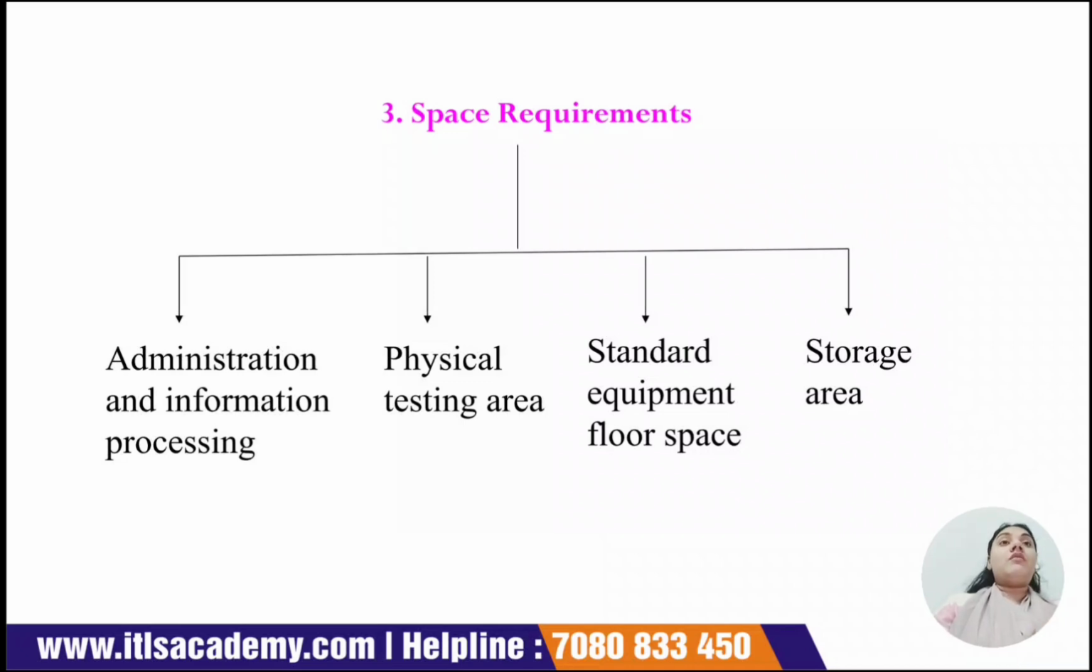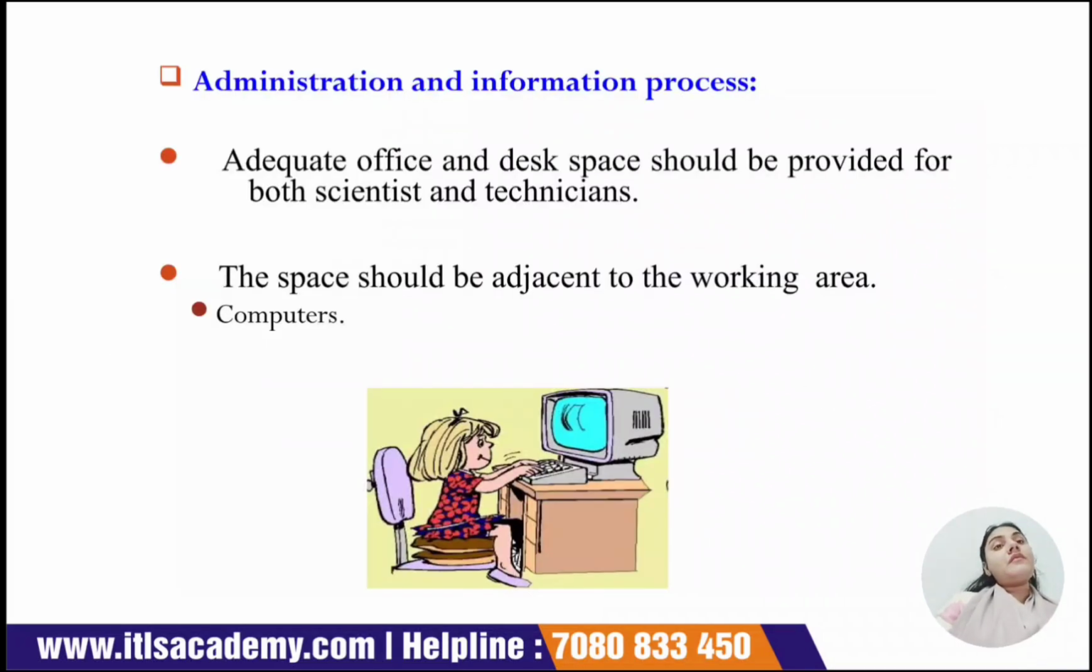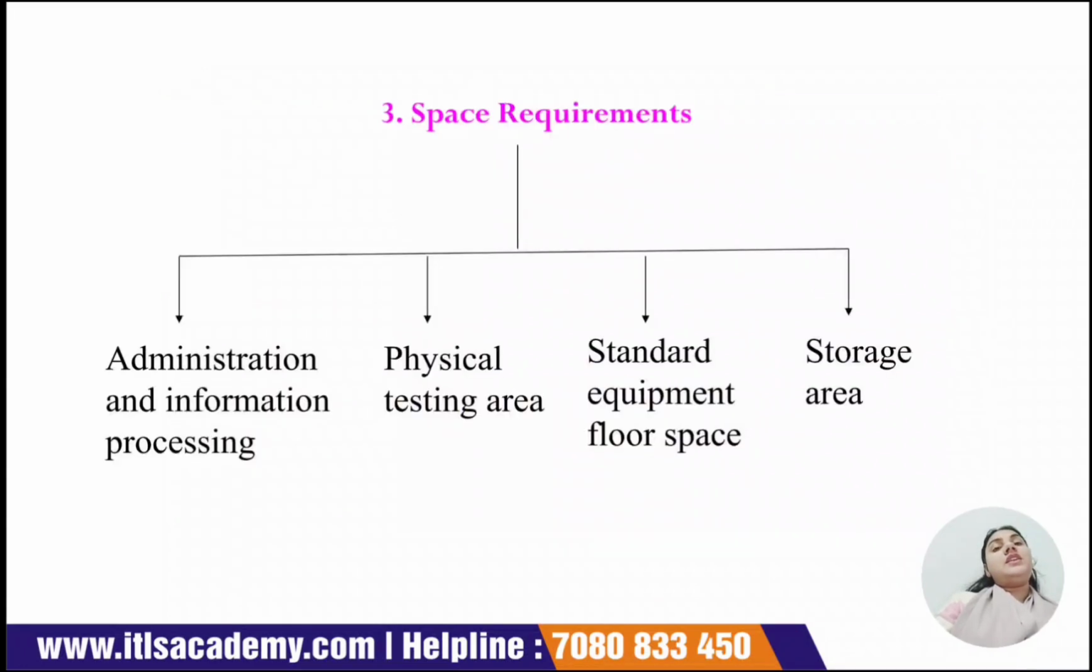If you want a raw material, you directly go to the raw material storage room and take it out. If you want any equipment, you go to the standard equipment floor space and take the equipment. So that is the reason: to avoid cross contamination and hassle, the space requirement is needed, so that everything is in its place. Here I have mentioned administration and information processing.